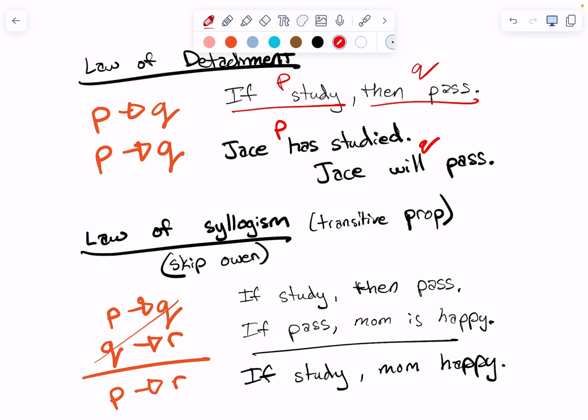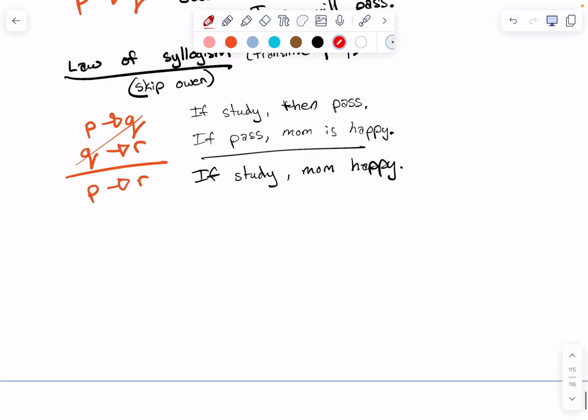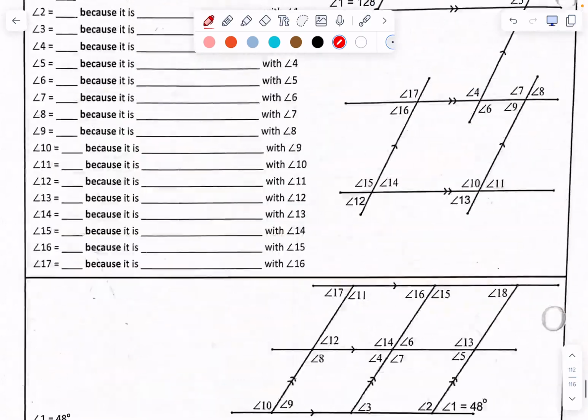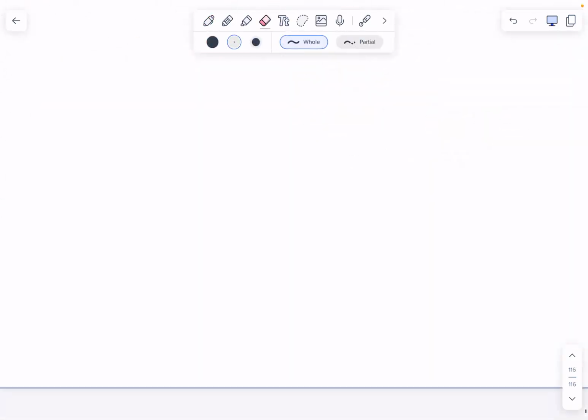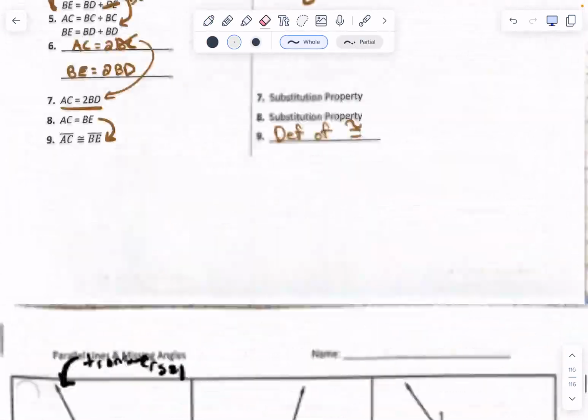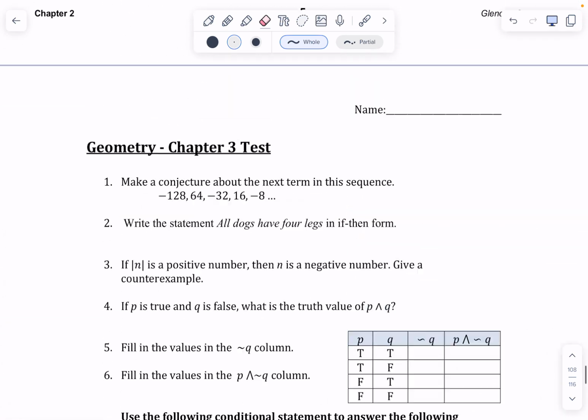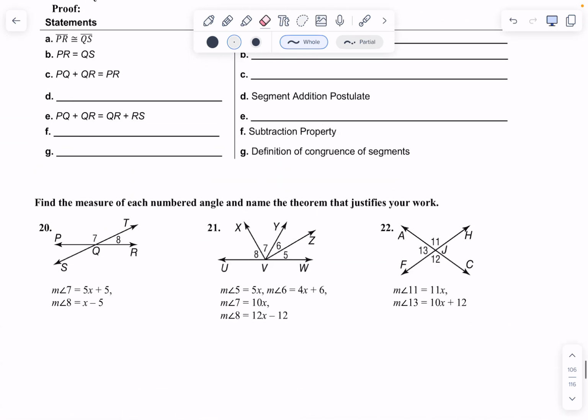Law of detachment, law of syllogism. While we are there, you guys have your review, right? Chapter 3 review in front of you. While we are on this wavelength for your note card, let's go ahead and do 12, 13, 14. Do you want to try them on your own and then we will regroup and do them together? 12 and 13 on your chapter review.